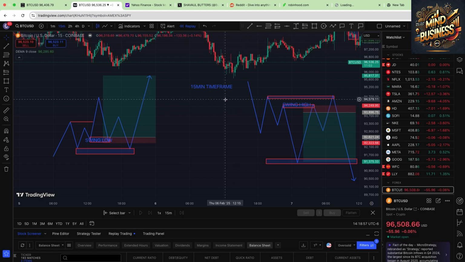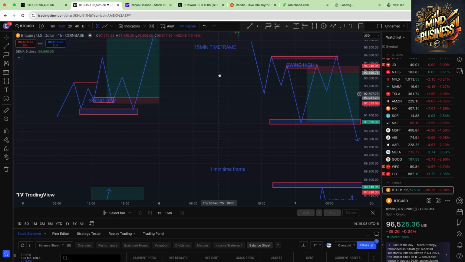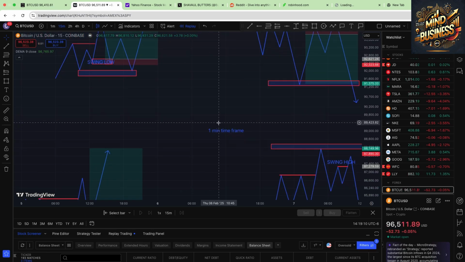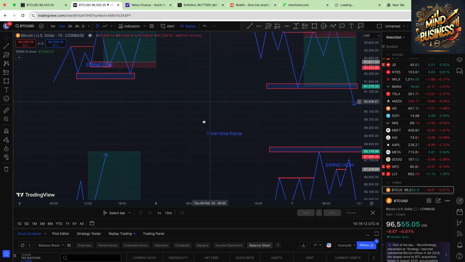In today's session, we're going to talk about market mechanics and how we trade market mechanics using a method we call scalping. For this example, we'll be using the 15-minute time frame and the 1-minute time frame or the 5-minute time frame, depending on your preference.